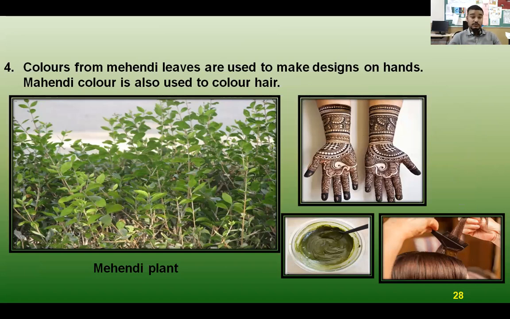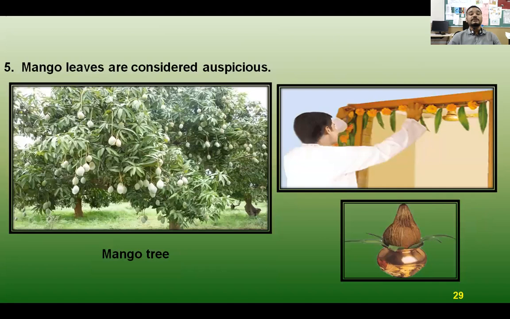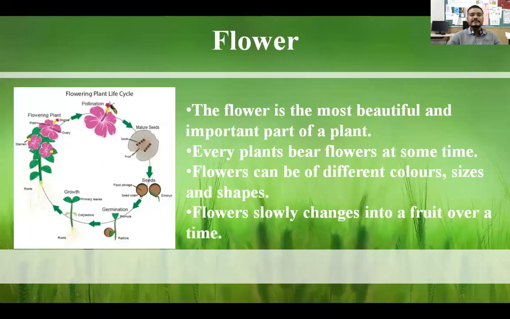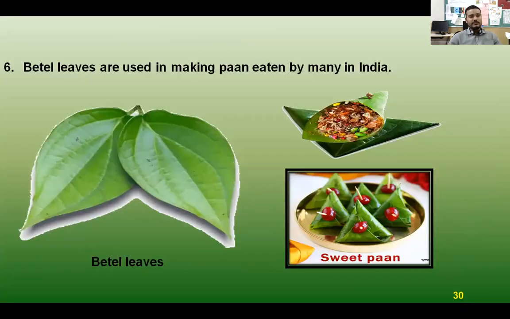That is also another use of mehendi. Then mango trees are considered very auspicious, and that is why they are used in many auspicious functions, or in garlands also. Now many of you like to eat pan. That pan is also a leaf of a betel plant. Okay, so these are some uses of leaves.